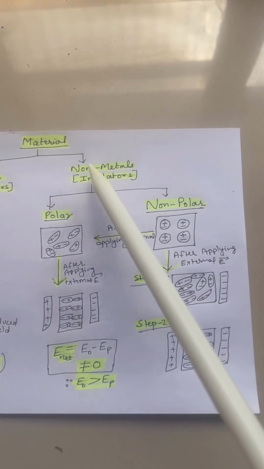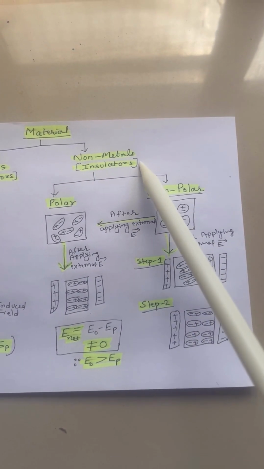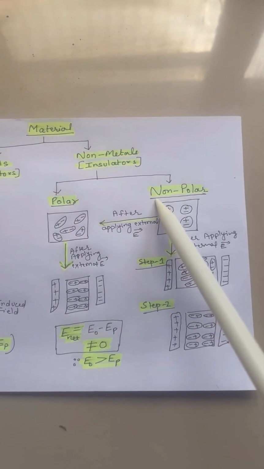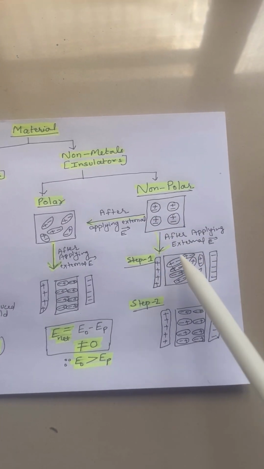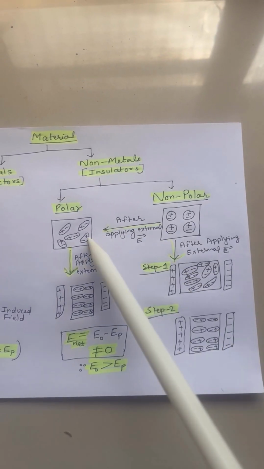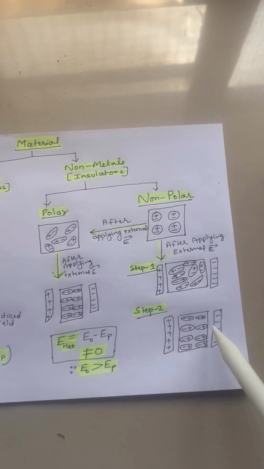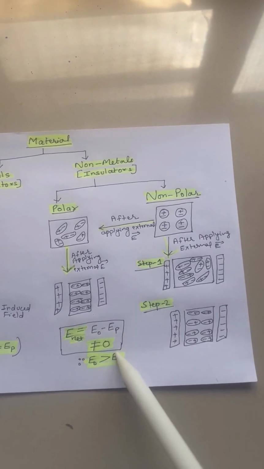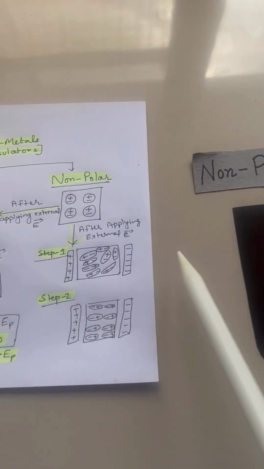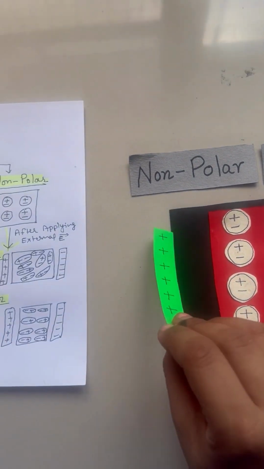But in the case of insulators, there are two types of material: polar, where positive and negative charge is separated as shown in the picture, and non-polar, where the positive and negative charge centers coincide. These are non-polar. When the external field is applied, the non-polar molecules are first polarized, then they will align themselves as shown there. But if the electric field is applied to polar molecules, they will simply align. So it is easy to polarize polar material.